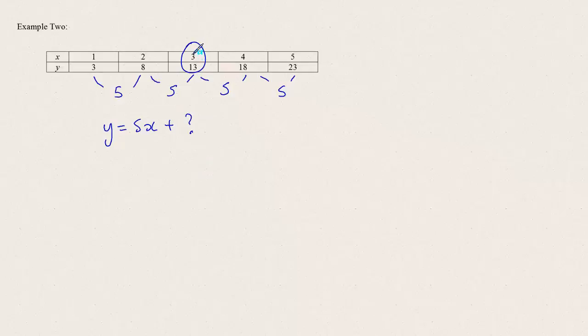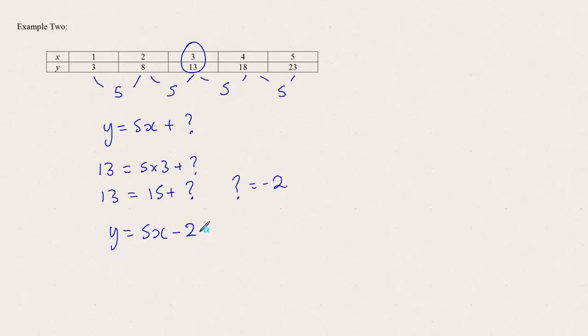Choose a pair of values. So x is 3, y is 13. Substitute in. Y is 13, 5 times 3 plus a question mark. 13 equals 15 plus the question mark. Tells me that the question mark must be equal to negative 2. 15 take away 2 would give me 13. So y is going to be 5x take away 2.